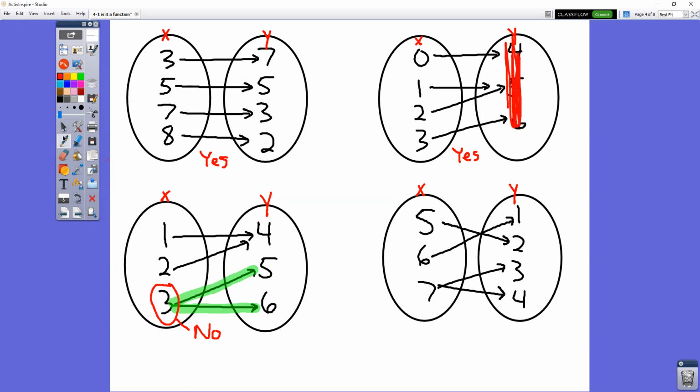Take a look at this bottom one. Again, I have 5 going to the 2. I have 6 going to the 1. But then notice on this 7, I have 7, 3, and I have 7, 4. I am using this 7 twice, 7, 3, and 7, 4. Since I'm using this 7 twice, this is a no. Anytime that you use an X value twice, it is a no.